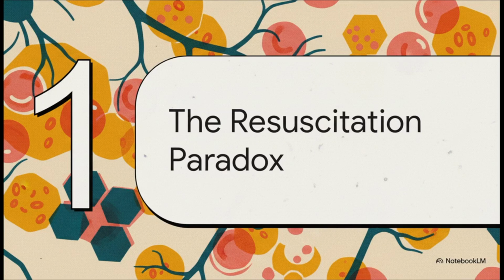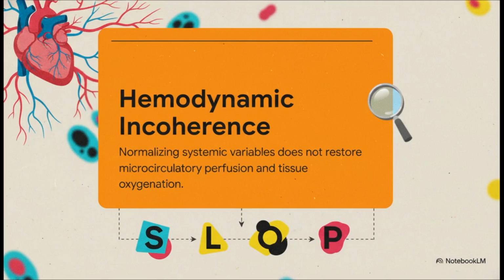So let's start by putting a name to this. It's called the resuscitation paradox, and it's a huge deal because it points to this fundamental and, frankly, pretty dangerous disconnect in how we've traditionally thought about resuscitating patients from shock. The formal term is hemodynamic incoherence, and the definition really says it all. It's a state where fixing the big picture numbers, the stuff we call the macrocirculation, doesn't actually fix the problem where it counts, down at the cellular level. The link, the coherence, between our systemic goals and tissue perfusion is just lost.